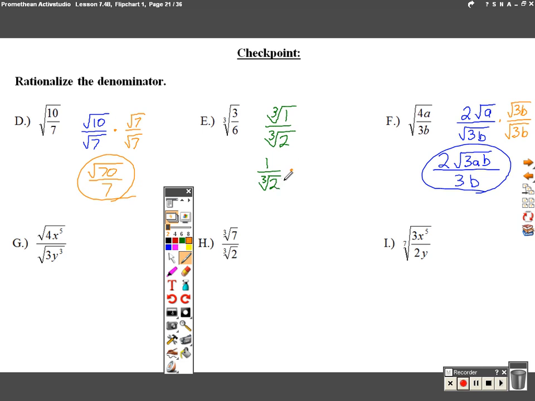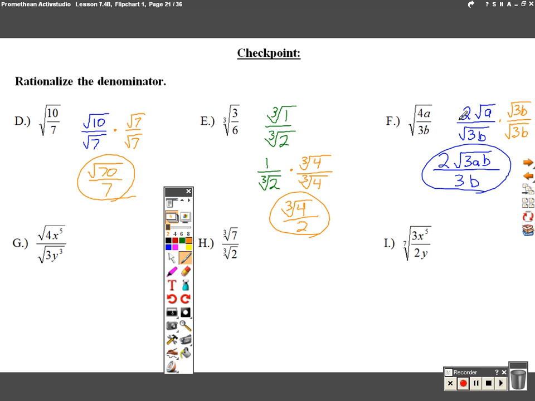So I need 2 more 2's down here. So basically the cube root of 4, multiply top and bottom by the cube root of 4. I'm left with the cube root of 4 over, down here we end up getting 2. So you get the same thing, but a lot easier if you can simplify first. For instance, letter F, the square root of 4 simplifies to 2. So do that first and then worry about rationalizing the denominator. That will save you more time.